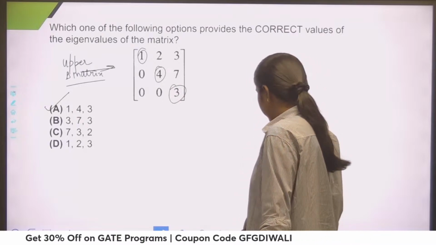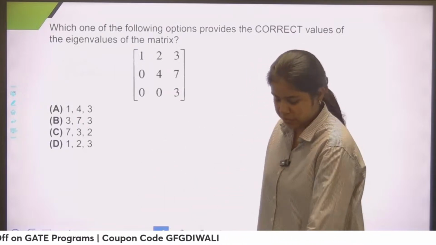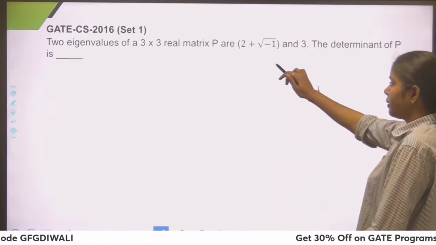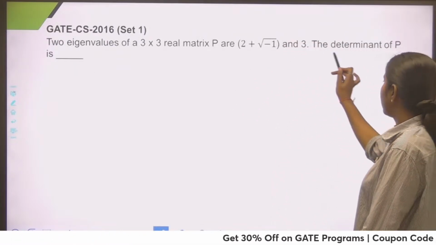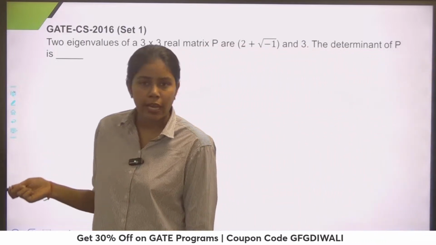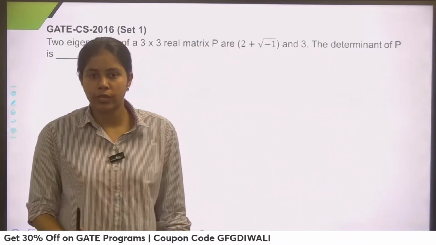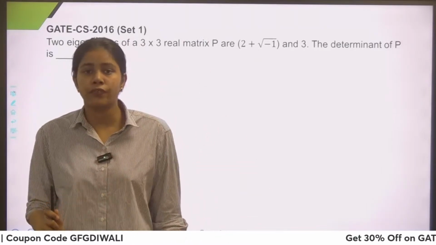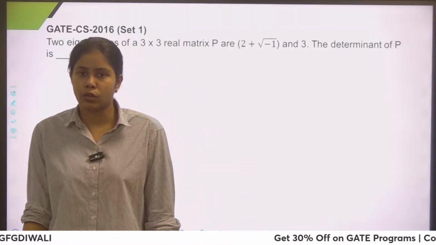Now let's see the next question. This is a simple question. Two eigenvalues of a 3 cross 3 real matrix are given, right? For a matrix P, we have been given two eigenvalues. They are asking for the determinant of P. So the same formula I have to use that I used in the first question. What is that? The determinant of P is equal to the product of eigenvalues of the matrix P.